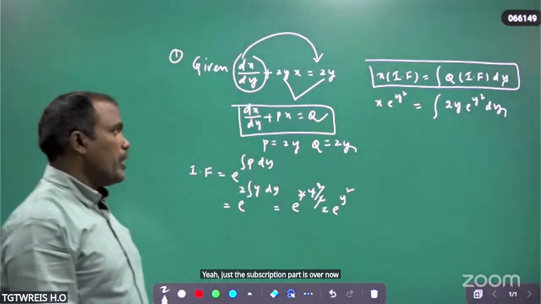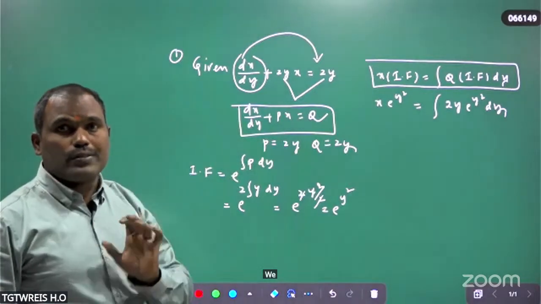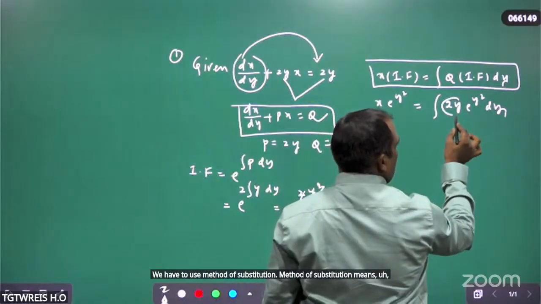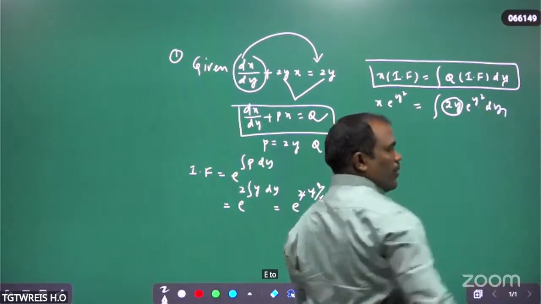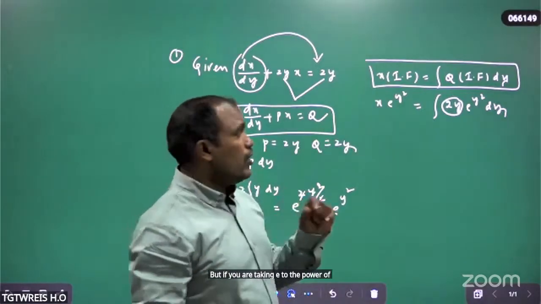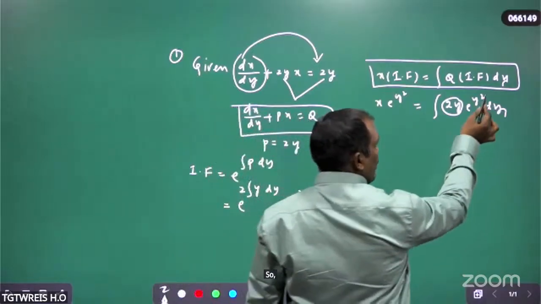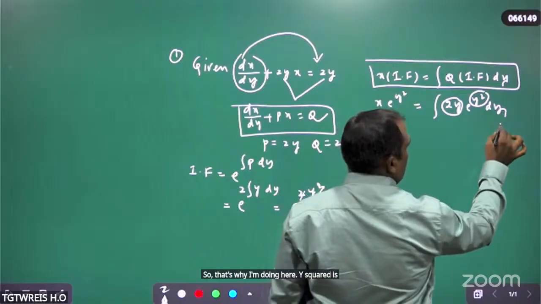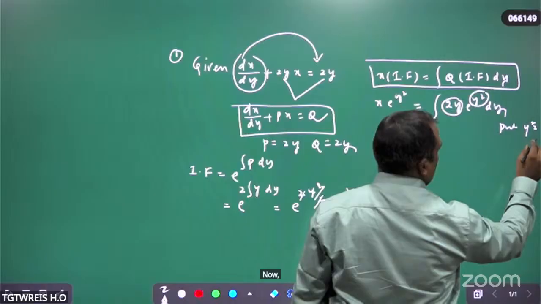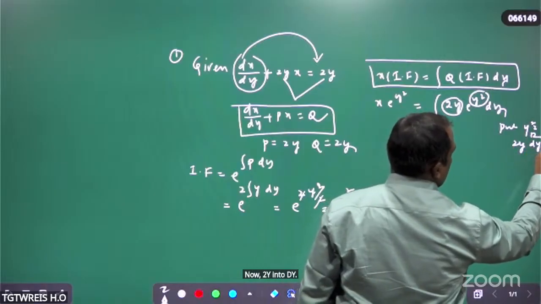So now coming to here, direct integration is not possible. We have to use the method of substitution. Here 2y is one function, and e to the power of y square is one more function. But if you take y square as t, after the derivative it is e to the power of t only. So that's why I'm doing this. Put y square equal to t. Now differentiate with respect to y: 2y into dy is equal to dt.